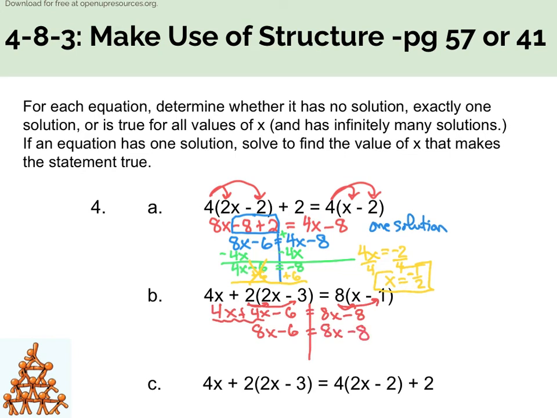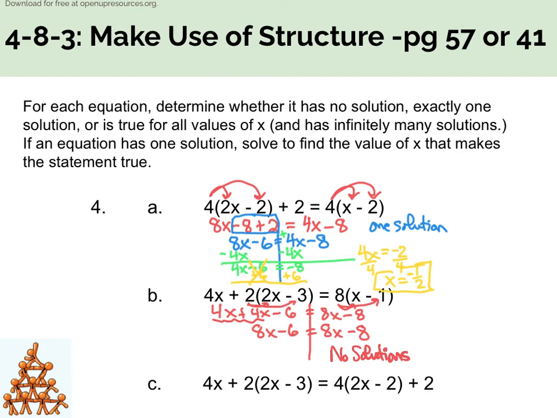Go ahead and notice how we have 8x on one side, 8x on the other, but we have negative 6 and negative 8. So the variables are exactly the same. The numbers are not. So when this happens, this is no solution, or as we talked about yesterday, true for no values.